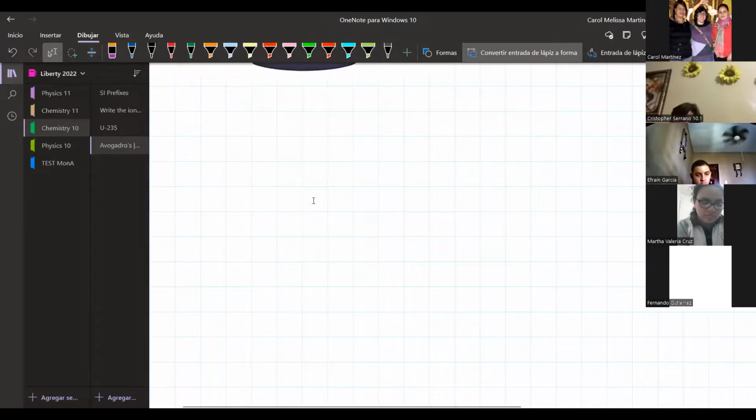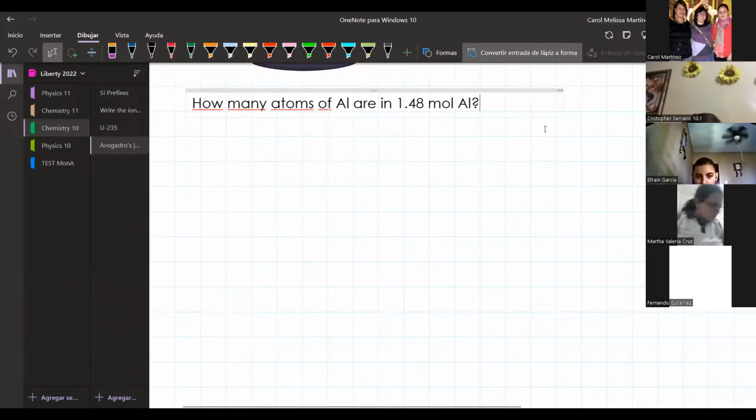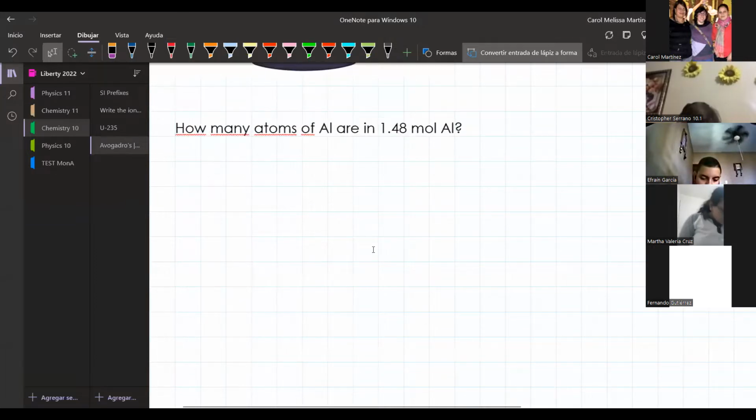Now, let's try one more by using Avogadro's number. Take a look at this question. This is another example. It says, how many atoms of aluminum are in 1.48 moles of aluminum?